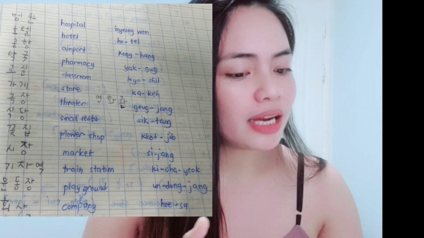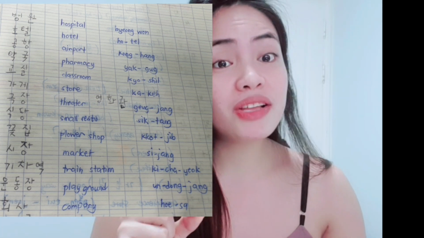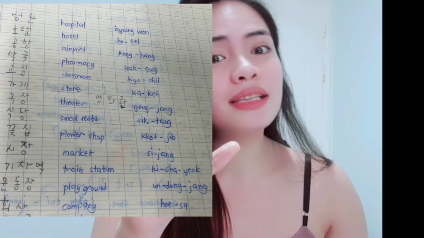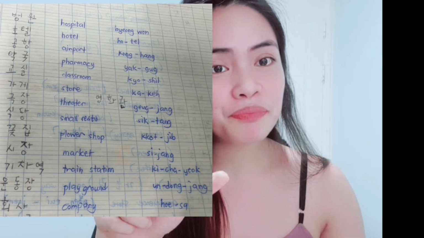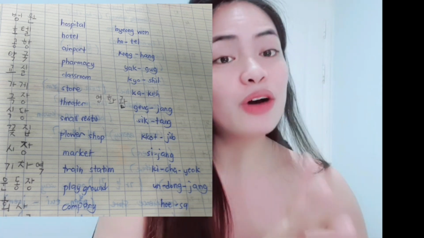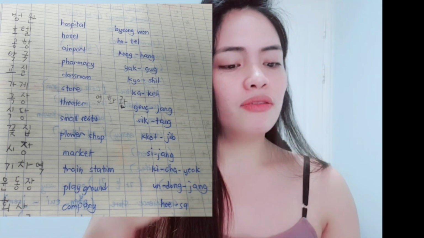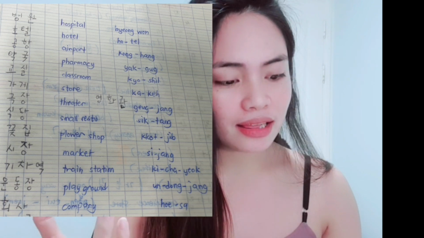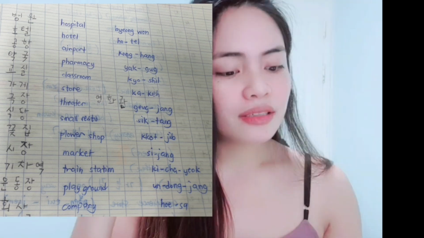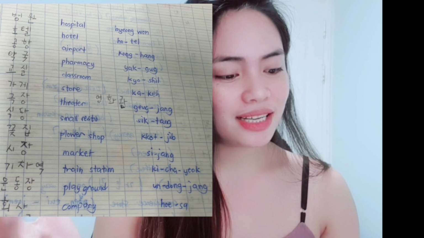So as you can see here, I wrote it like 병원. It means hospital. So in my notes, I wrote the Korean letters or Korean name and English, and then English letters on how to pronounce this word. So easy for you to remember, guys. So number 2, you can see there hotel. You can also see like 공항 or airport.